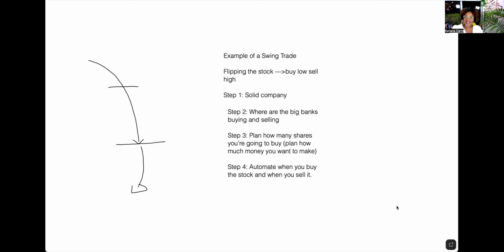All right. Welcome back to part two on an example of a simple swing trade. So last video we talked about four steps. I actually started with three steps, but then I ended up adjusting it to make it four steps.